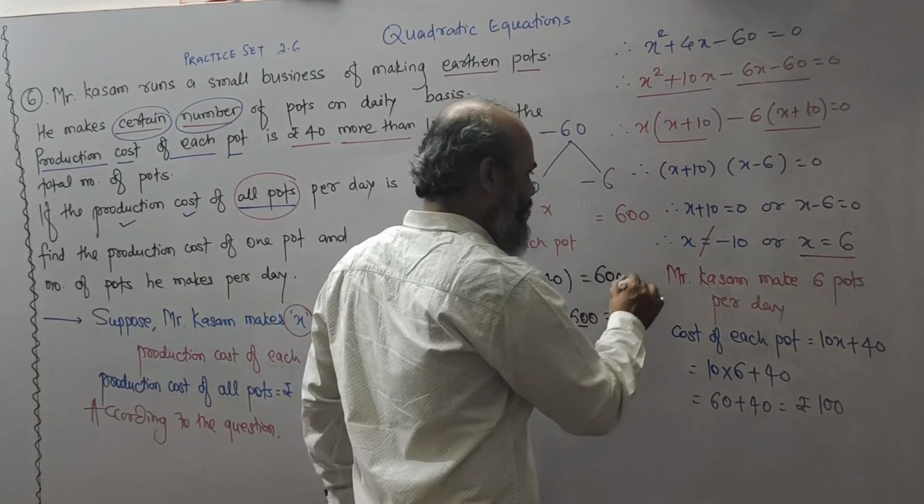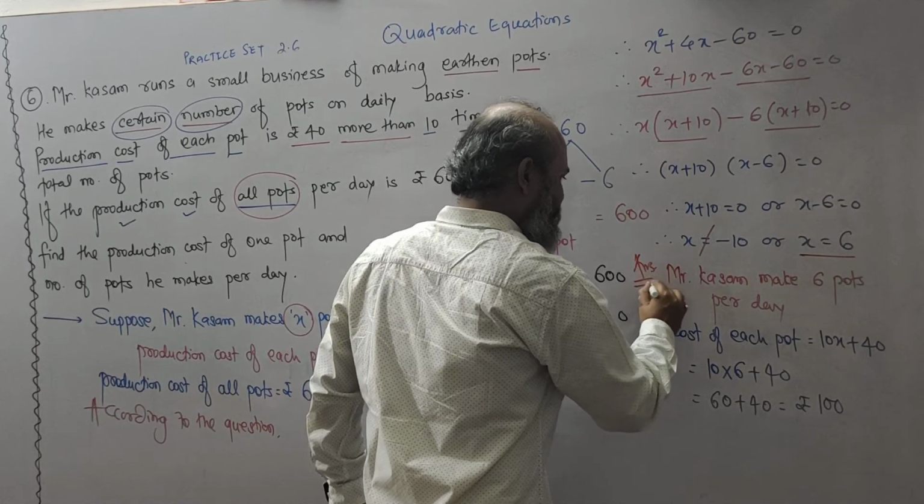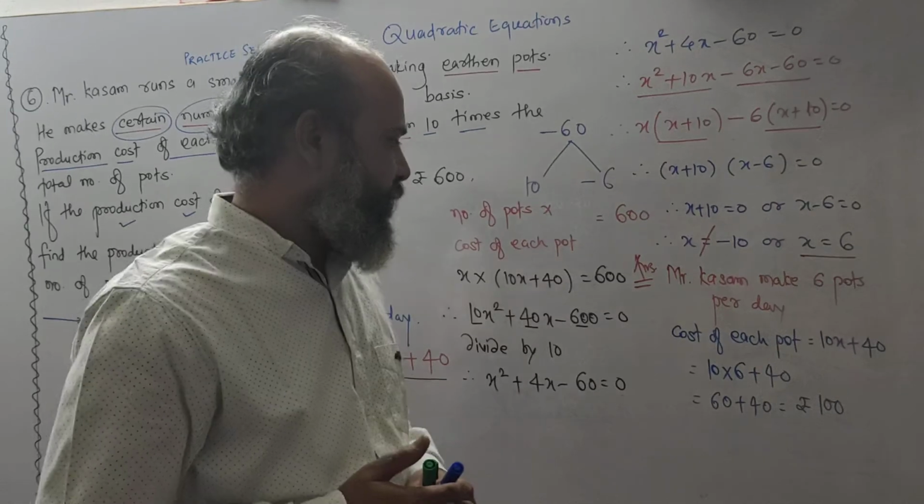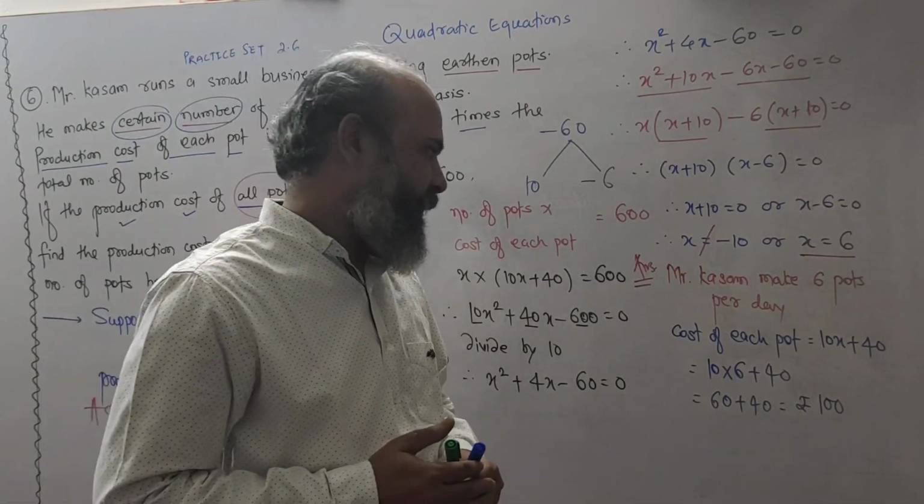Our answer is: Mr. Qasim makes 6 pots per day and the production cost of each pot is rupees 100.